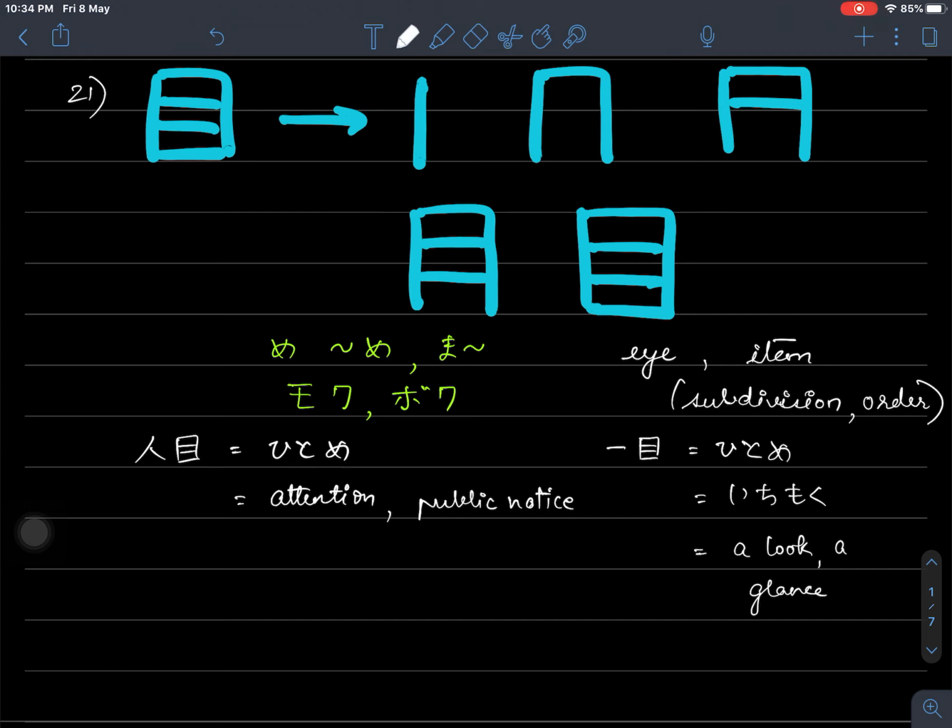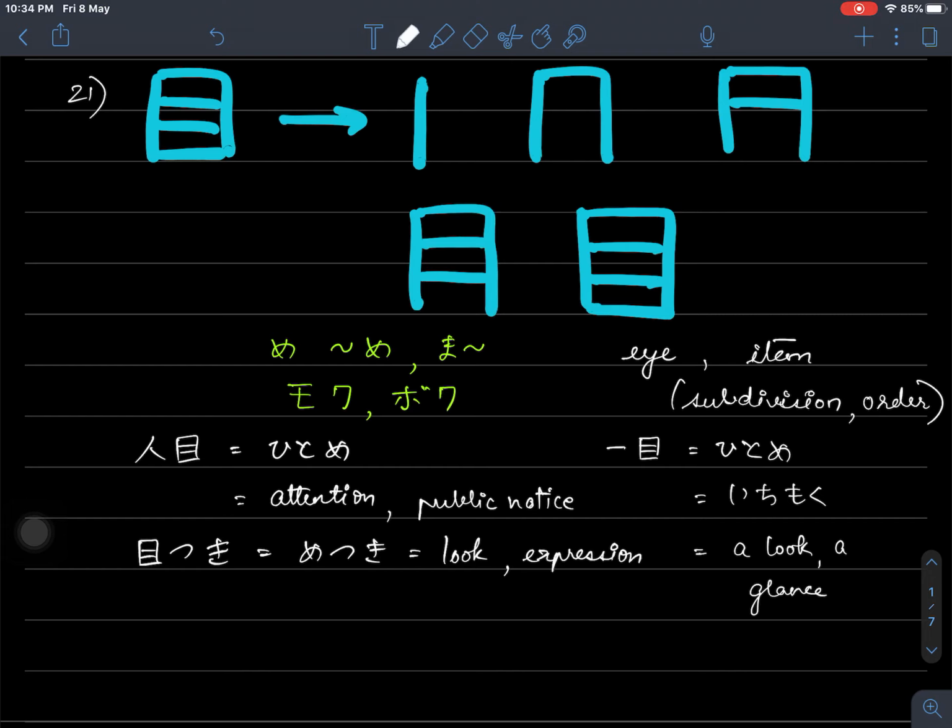Now let's have a look at another one. So this is going to be read as metsuki, which is in keeping with our rule. And metsuki means look or expression. Again, pretty straightforward. And the meaning that is carried in all of these examples is the meaning of eye, or something having to do with eyes or seeing.